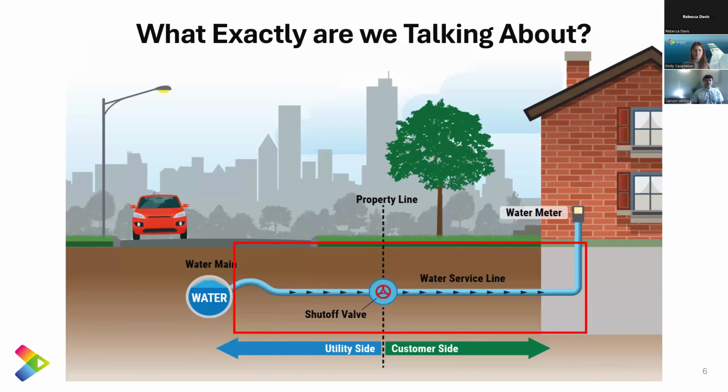So what exactly are we talking about? This slide, if you were on our part one webinar, may look familiar, but you'll notice that the area that we're expanding to is larger. So from the water main to the water meter is what we're going to be focused on now under the LCRI, which is the Lead and Copper Rule Improvements. This was previously just focused on the utility side, but now we are requiring full lead service line replacement, which involves the customer side as well. So we've kind of expanded what we're really focusing on here from our part one discussion.